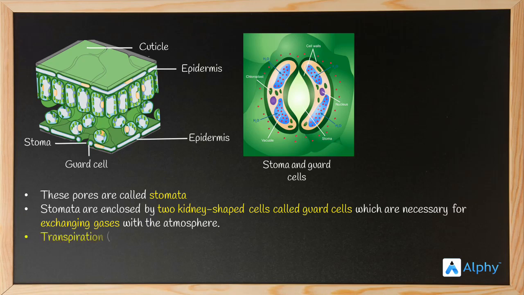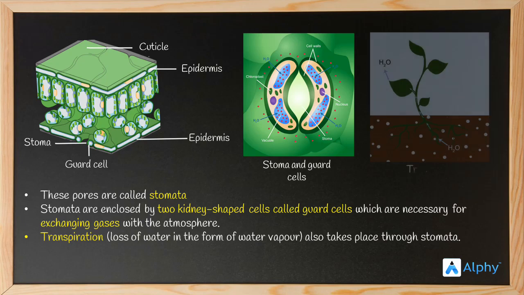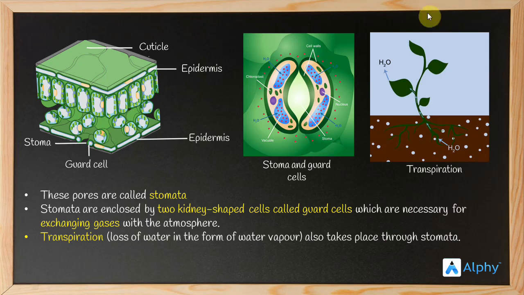Moving on, transpiration. The loss of water in the form of water vapor takes place through stomata. So talking about the purpose of stomata or stoma, we will have to talk about transpiration. Here we have a picture for you, and this process is transpiration. So water is taken in by roots, and they will lose this water through leaves by a process called transpiration. So it is the loss of water in the form of water vapor.